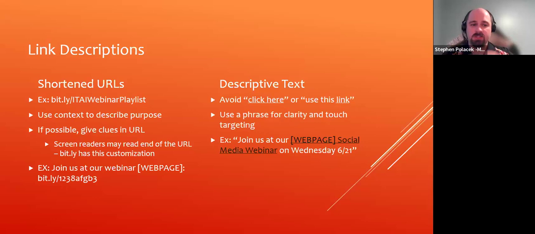If you can't do that, and instead it's just a string of numbers and letters, like the second example I have on there, 1238 AFGB3, doesn't tell me where it's going. So I need to use context to describe the purpose. I need to tell people what's going to happen when they click this link. So that's where having that identifier, that tag in brackets. So in this case, the example, join us at our webinar, brackets, web page, and then following with the link. User can read that whole sentence. They'll hear, okay, this link is going to take me to the registration for this webinar at a web page outside of the platform. I know what's going to happen. I know where I'm going. I feel confident in clicking this.